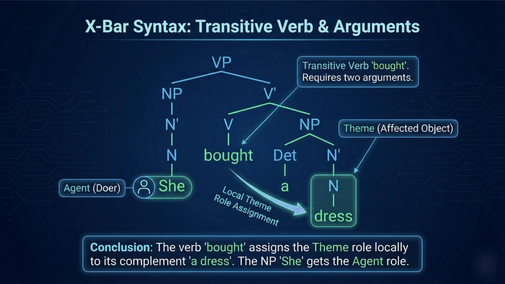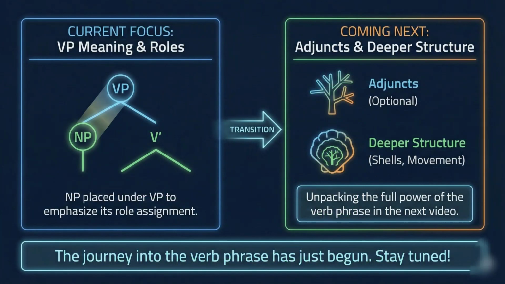Let's take a simple sentence, she bought a dress. The verb buy is a transitive verb, which means it requires two arguments. NP she is the agent, the one who performs the action. A dress is the theme, the thing affected by the action. Inside the VP, the verb first combines with its complement a dress. This is where the theme role is assigned, locally, by the verb. NP gets its thematic role from the verb, satisfying the requirement of theta roles. For now, we're only focusing on VP meaning and roles. That's why NP is under VP. Practice these for now, simple but main building blocks. We'll unpack adjuncts and deeper structure in the next video.